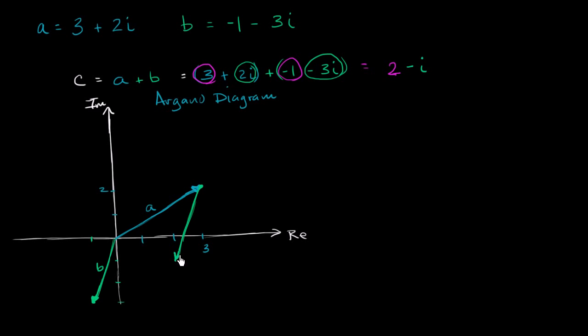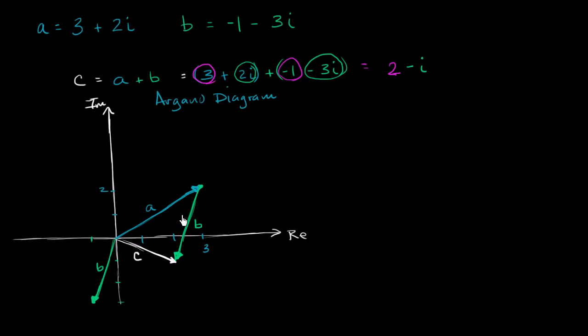So this is complex number B right over here. And notice, now if we start at the tail of A and we go to the head of this shifted B, this right over here is going to be vector C. This is going to be A plus B. So this vector right over here, C, notice C is 2 minus i. 2 real part, -1 imaginary part. This right over here is C, which is A plus B.